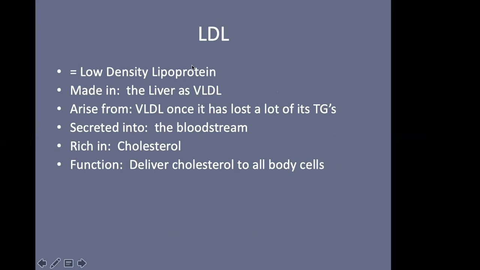Now, low density lipoprotein is made in the liver and arises from VLDL once it has lost a lot of its triglyceride. Once VLDL has lost its triglyceride, it is converted to LDL, and it is also secreted into the bloodstream, and is rich in cholesterol. Its function is to deliver cholesterol to all body cells.